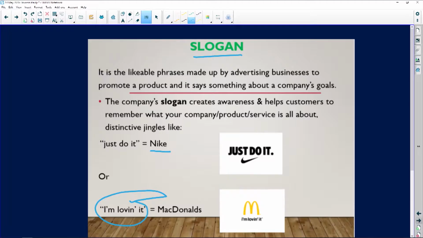I could think of another one now. I'm talking about food. KFC, finger licking good. Just by listening to that slogan, it already gives you an idea of what to expect. And that is what people want, especially managers and CEOs, when they decide upon slogans in their business.